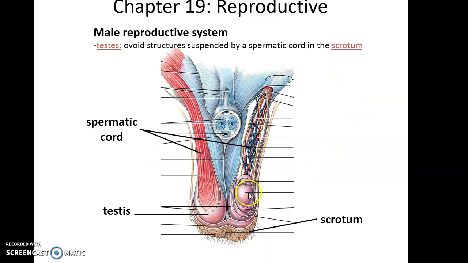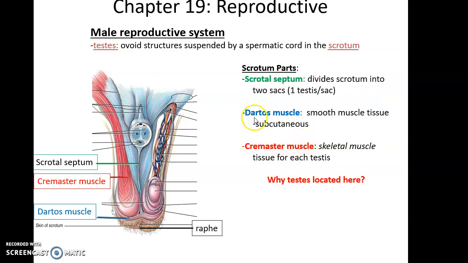So the testes are ovoid structures suspended by a spermatic cord, which is made up of blood vessels, nerves, lymphatic vessels, muscle tissue, and the ductus deferens. And the testes are suspended in the scrotum, a skin-like muscular pouch hanging off of the trunk of the body. The scrotum includes the scrotal septum. This is a wall within the scrotum that separates it into two compartments, one for each testis.